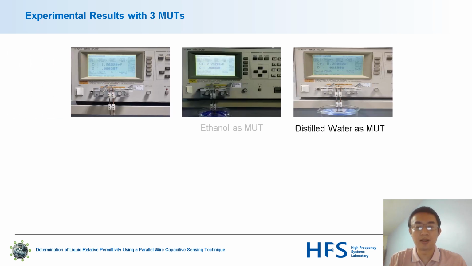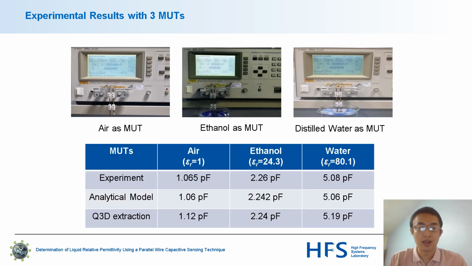So here are the experimental results with three different MUTs: air, ethanol, and distilled water. In this table, the measured capacitance value of air was 1.065 picofarad, ethanol about 2.26, and water about 1.08 picofarad. And these values closely match the analytical model and Q3D extraction, which confirms the accuracy of the method.